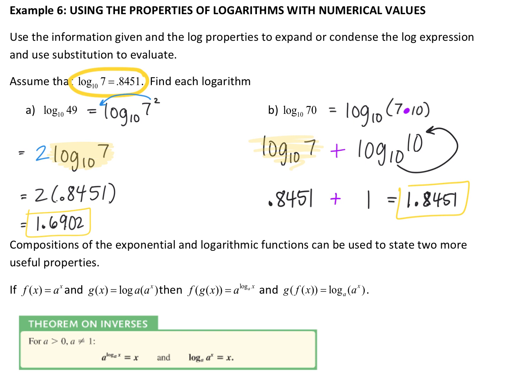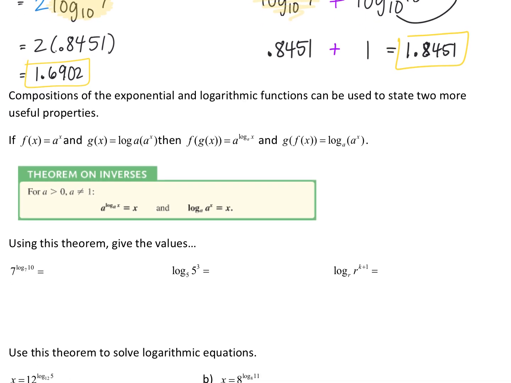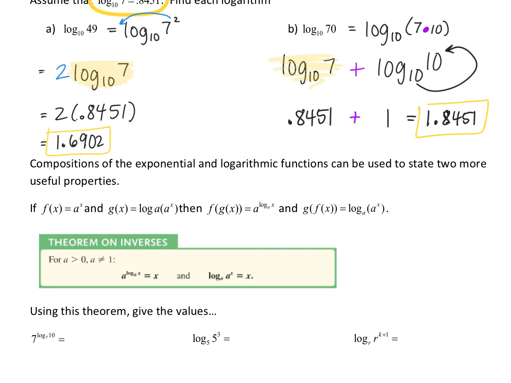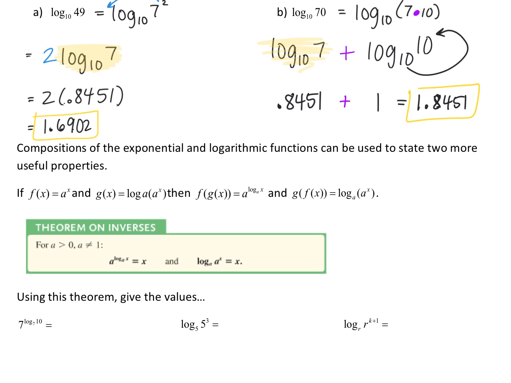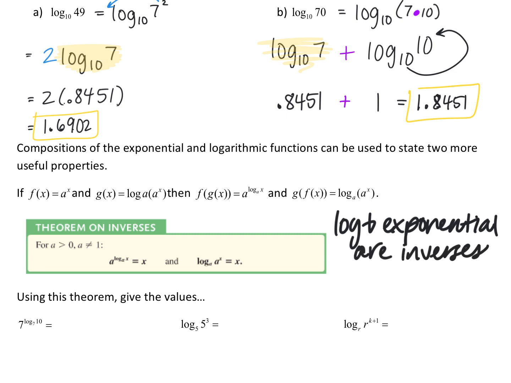The last thing today is so easy. It's just an application of the fact that these are inverses. Exponential functions and logs are inverses, which means that they undo one another. I'm actually going to write that down. Log and exponential are inverses. So we've been talking about that. That means they undo one another.